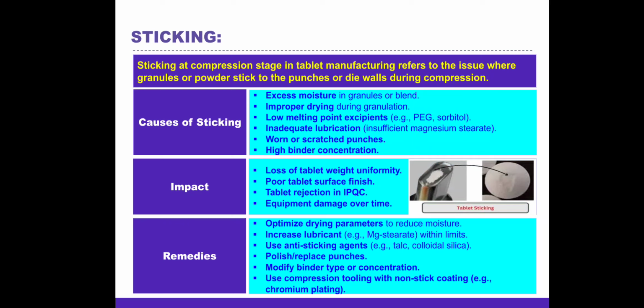Third one is low melting point excipients. If we are using low melting point excipients in the formulation like PEG, sorbitol, those kinds of excipients will melt at drying stage or at compression stage during the heat generation due to turret movement. It will be responsible for the sticking.